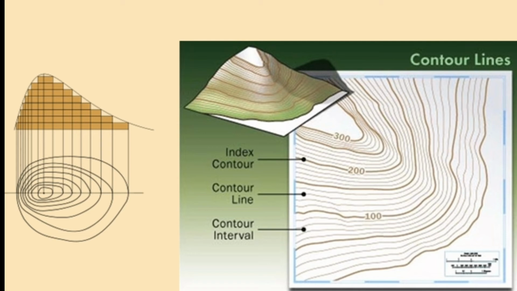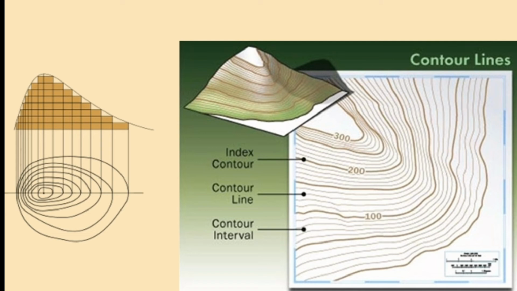And you know, these lines cannot cut each other. These lines cannot cut each other. The distance between the two contour lines you can observe in the map. The distance between two contour lines will depend upon the landscape.